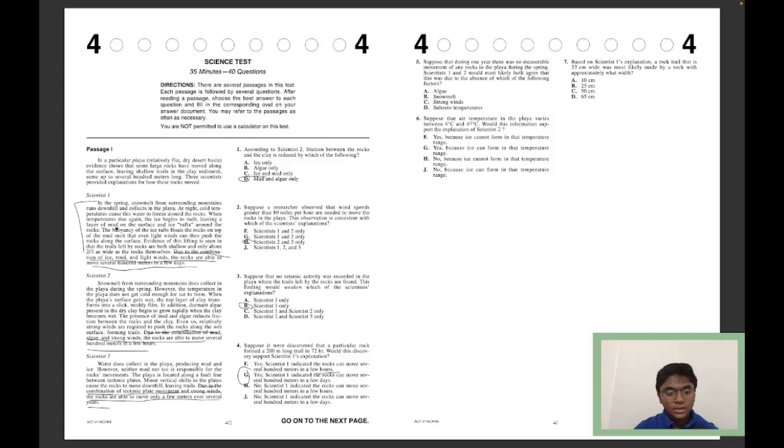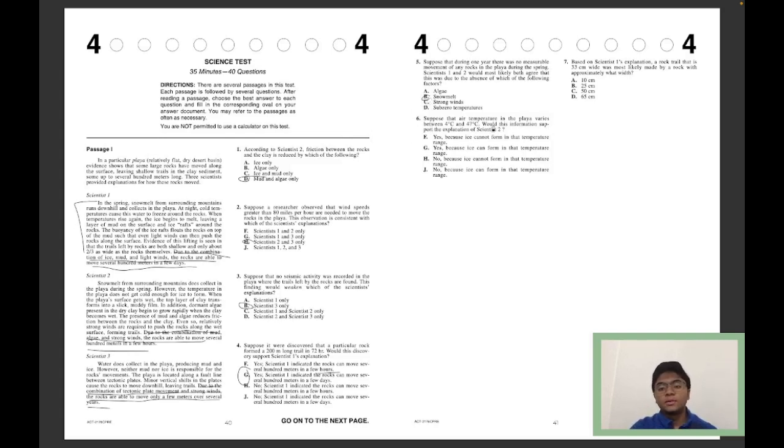So let's go back and read, let's say this one. Spring snowmelt runs on the playa. At night, cold temperatures cause the water to freeze. When temperatures rise again, the ice melts, leaving a layer of mud on the surface. So scientist 1 says that mud is forming because the ice, in other words the snow, starts to melt. Therefore, the answer should be B.